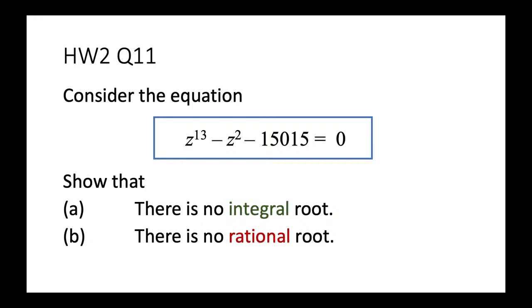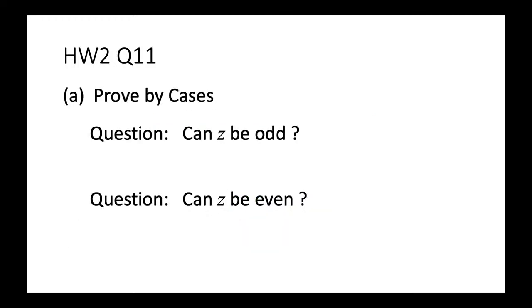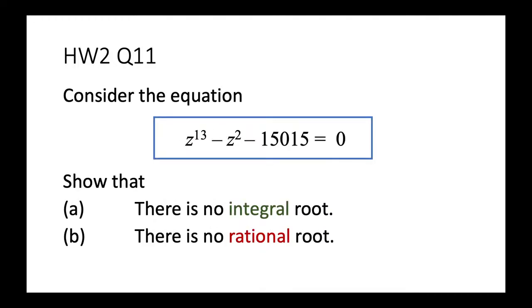Okay, now how about part B? Part B says that there is no rational root. Now, actually, if you have already studied a theorem called the rational root theorem, then maybe you can use it directly to solve this. But we don't need to have the knowledge of this advanced theorem. We can just show this by using the same trick again.